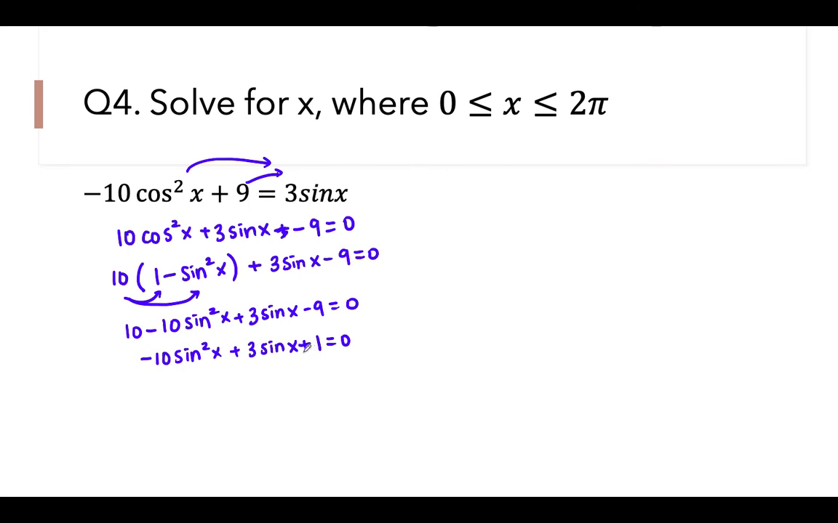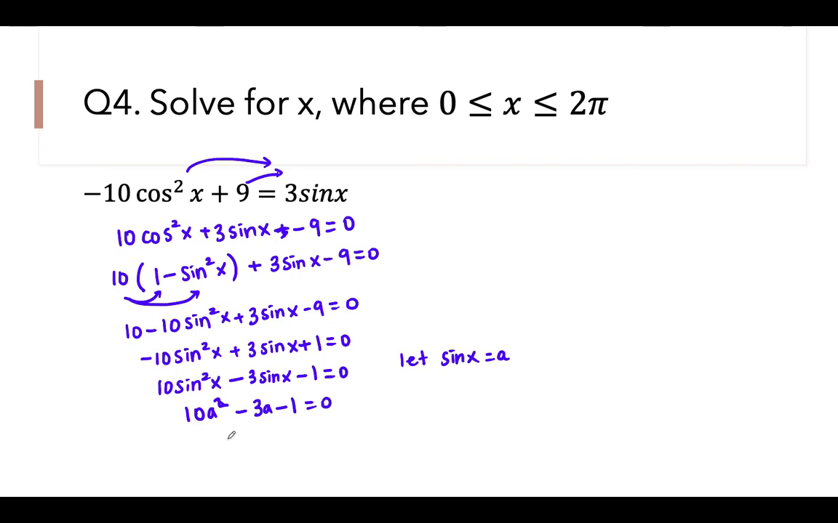Okay, now again, this looks like what we just did before. It looks like a trinomial, and because it starts with a negative coefficient for the highest degree, I'm going to switch signs. So move everything to one side. It's going to be 10 sin squared x, now negative 3 sin x, minus 1 equals 0. So if I let sin x equal a, this technically looks like 10a squared minus 3a minus 1 equals 0.